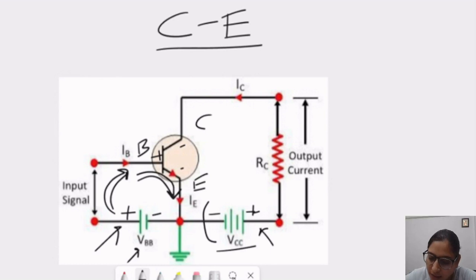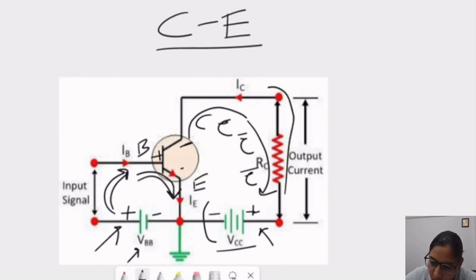Now here the collector current: we know that this is the positive and it is connected to the negative of the collector. So the negative electrons are flowing towards the battery positive. So electrons are moving in this direction. According to the movement of electrons, we know that current will flow in the opposite direction. So this is the direction of the IC current.